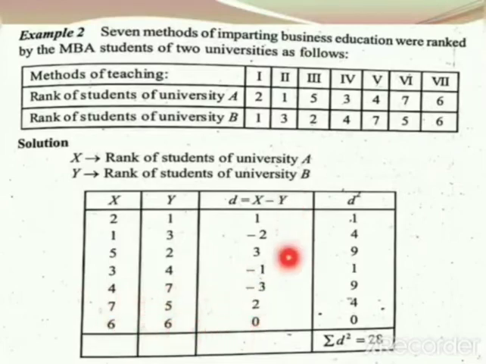Now we have to find the d square value. If we square the d terms, we will get d square. 1 square is 1, minus 2 square is 4, 3 square is 9, minus 1 square is 1, minus 3 square is 9, 2 square is 4, 0 square is 0. If we add all the terms in d square, we get summation d square is equal to 28.